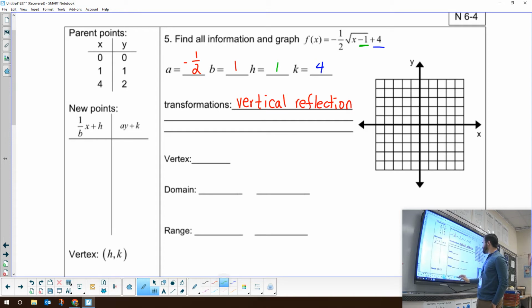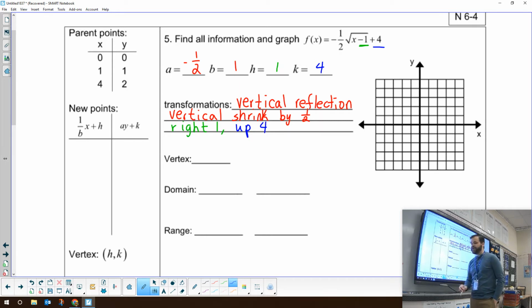My h is 1, so we're going to go to, oh, sorry, forgot about the other part of my 1/2. So since we have that 1/2, that means we're going to have a vertical shrink or compress by 1/2. Okay, so a vertical shrink by 1/2. Then, since my h is 1, we're going to go to the right 1. And since my k is 4, we're going to go up 4.